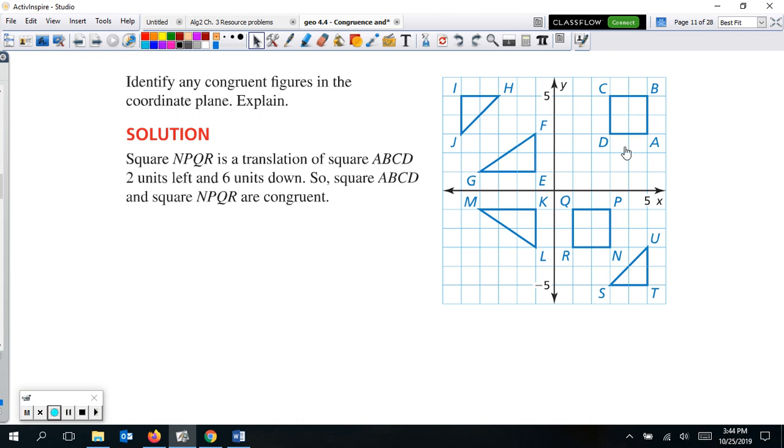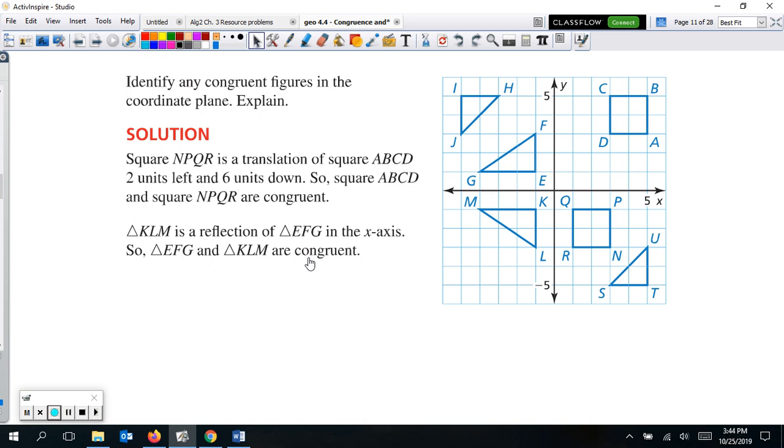It's just a translation. For the triangle, the KLM is a reflection of the EFG in the x-axis. And you can see that because they're exactly the same distance away from the x-axis here. One this way, one that way. And then you can see how it's flipped. It is flipped over the x-axis. So it's definitely a reflection over the x-axis.